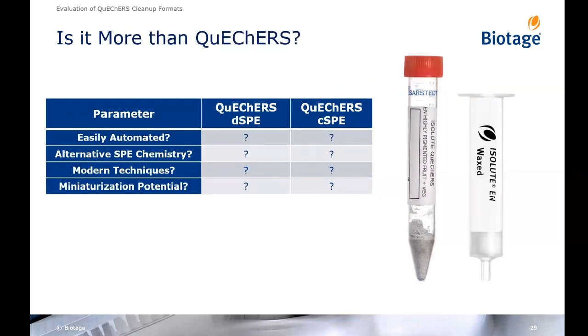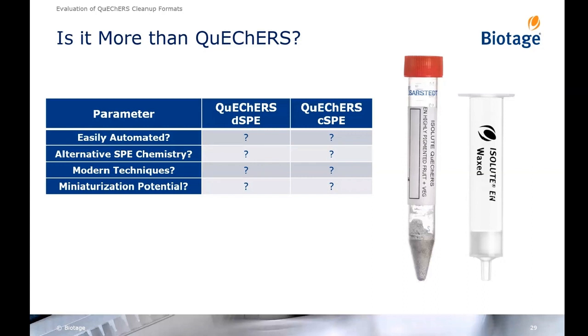Well, from there, I guess the next question would be, is it more than QueChERS? I thought of how it could be more than QueChERS and what would make it more than QueChERS. And, taking some intel I have from traveling to different labs in North America, and what I hear from different end users that are doing QueChERS and performing it, some of the parameters that stand out is: is it easily automated? I think that's a big deal for people. Can you easily automate that technique?